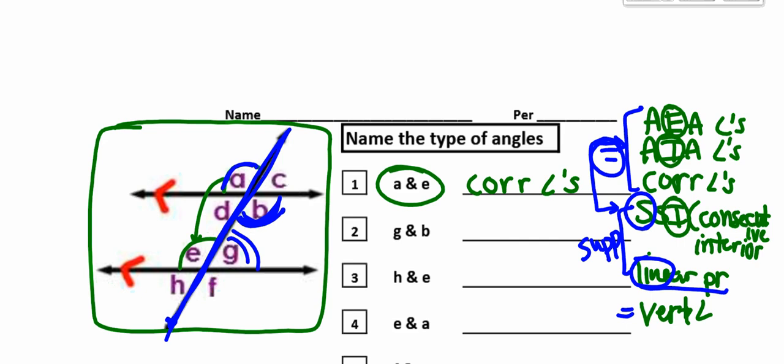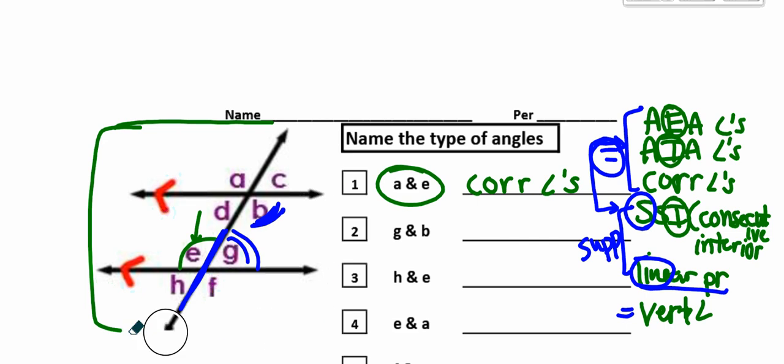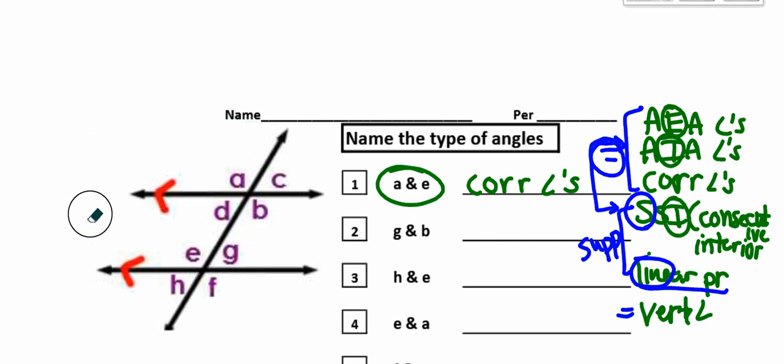Okay, let me go ahead and erase all this here for you so you don't get confused. And I'll mark it as I go here. Okay. So it says we're gonna, like I said, I'm just doing one. Name the type of angles.